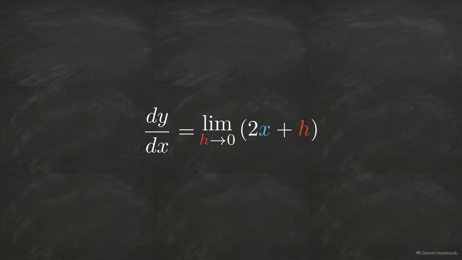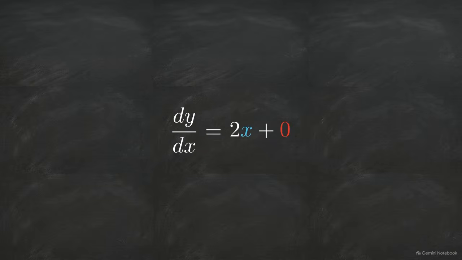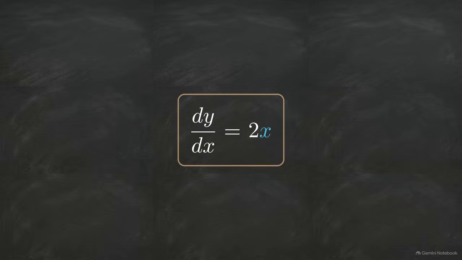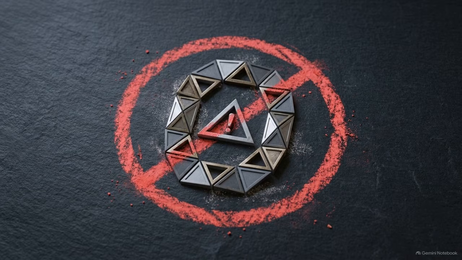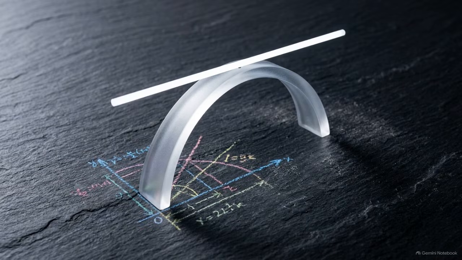Finally, step 4. We take the limit. We shrink that horizontal gap down until it is 0. As h becomes 0, our equation of 2x plus 0 solidifies. The gap is gone, leaving our final answer. The derivative is 2x. By carefully expanding the terms and factoring them out, we entirely bypassed the paradox of dividing by 0, allowing us to find the precise, instant rate of change.